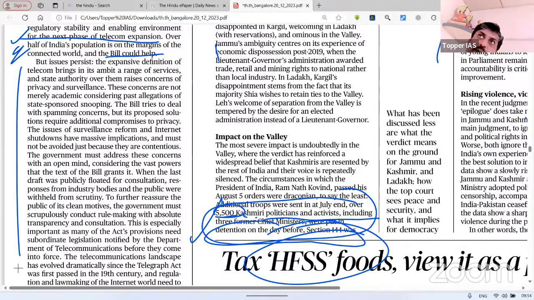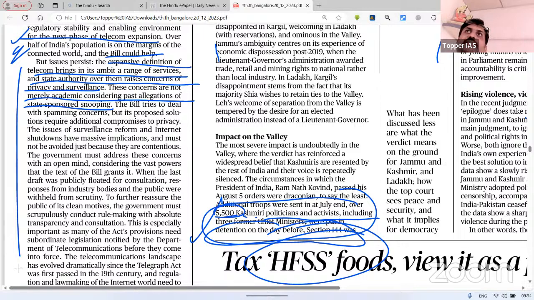And the negative part they're attacking here. So as usual, right to privacy, surveillance. The expansive definition of telecom brings in the ambit a range of services, and state authority over them raises concerns of privacy and surveillance. The moment you are giving more expansion, more authority, there also comes the violation of fundamental rights. Right to privacy, surveillance. These concerns are not merely academic, considering past allegations of state-sponsored snooping.